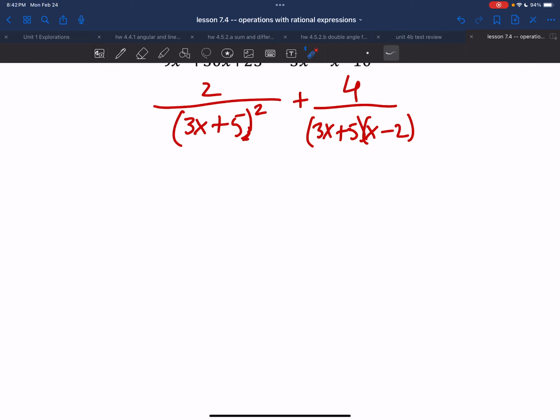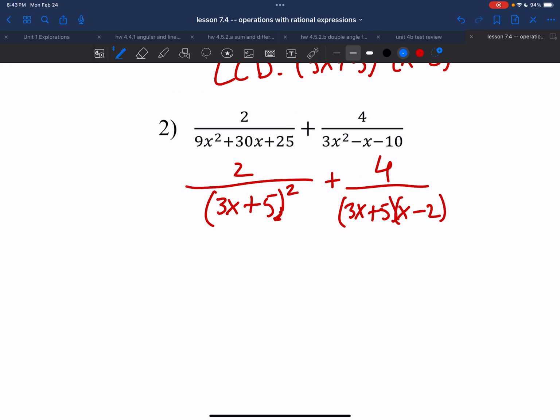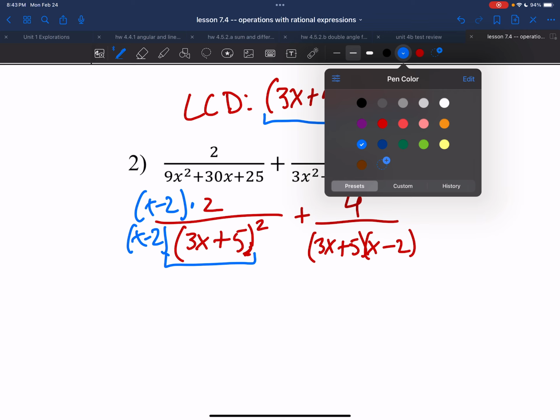Okay, now, how would I go from here? Well, I would say I want to match the LCD. So if I look at this denominator, what's missing, I've got the 3x plus 5 squared, but I need the x minus 2. So I'm going to multiply by x minus 2 on top and bottom like this. Okay. On the other one, I'm going to switch to yellow here.